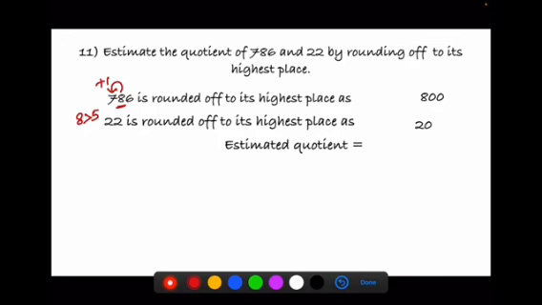We need to find the estimated quotient. So for that, we will have to divide 800 by 20, which could also be written as, children, 2 1 times, 2 40 times. So the answer would be 40. So 40 is the estimated quotient when I calculate 786 and 22 by rounding off to its highest place.